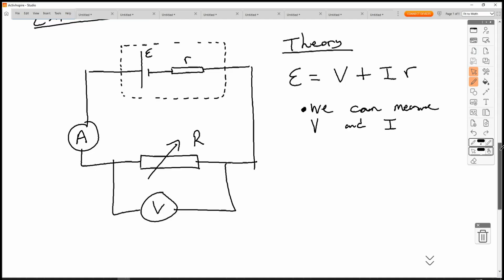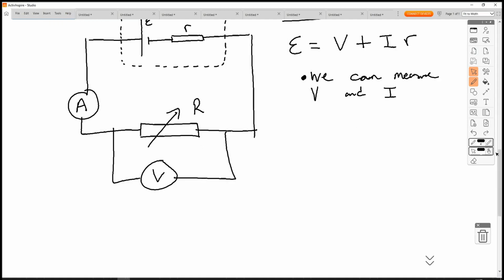Next, we want to rearrange this equation into the form of y equals mx plus c. What that means is I want V or I to be by itself. In this case, V should be by itself because V is not multiplied by anything in that equation, whereas I is multiplied by something else. So we can keep V by itself. So I'm going to minus IR from EMF and have V by itself.